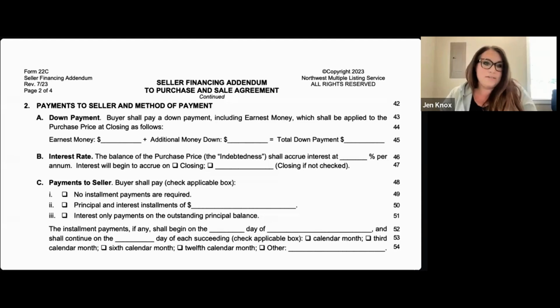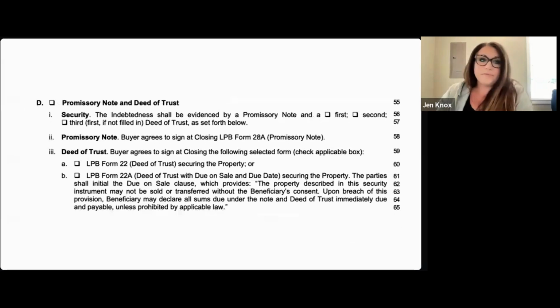Now, payments to the seller. Are you going to be making installment payments? Are you going to be making monthly payments, quarterly payments, a large lump sum? This is how you bullet point exactly what your payment schedule is going to be. It's very important that we communicate that clearly in paragraph 2.